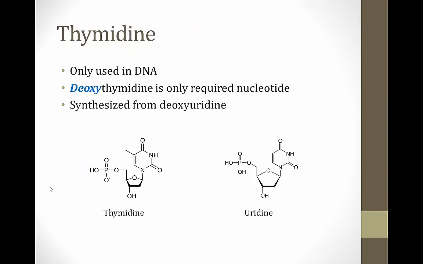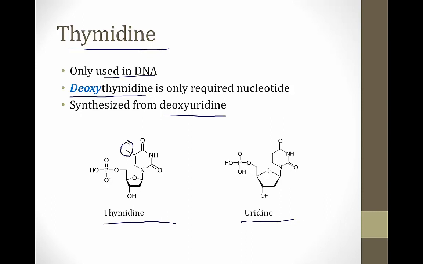For the remainder of this module, we're going to talk about the final pyrimidine, thymidine. And as you know, thymidine is only used in DNA, so the body only needs deoxythymidine. It does not require the ribonucleotide thymidine. And thymidine is synthesized from deoxyuridine. They have very similar structures. If you look down at the bottom of the screen here, this is uridine on the right and thymidine on the left. And they are almost the same structure except for one extra carbon that is added to thymidine.